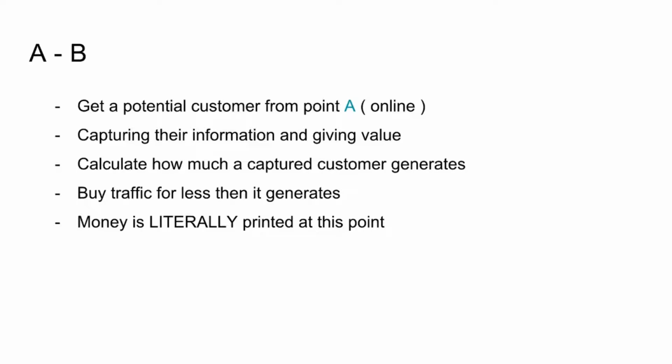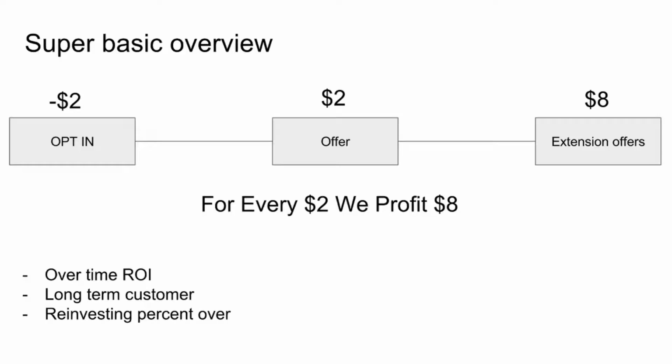Next, A to B. Our process is getting someone from point A to point B. Getting point A online, capturing all their information, giving them value, calculating how much a customer generates. We're going to figure that out once we start running advertising. And then we buy traffic for less than it generates. And then pretty much going back to this, money is pretty much printed at this point.